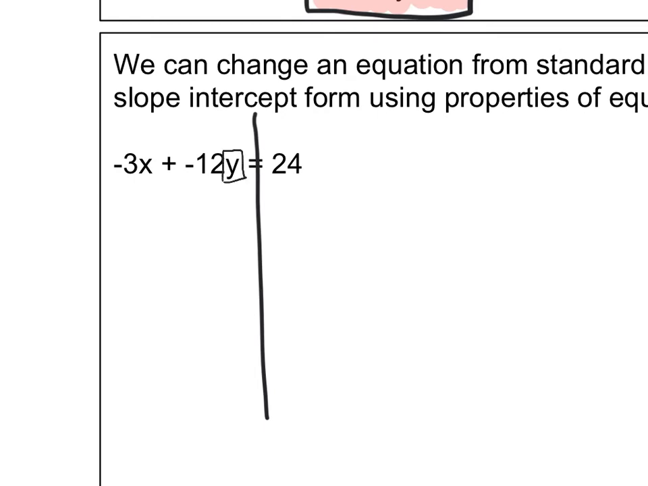There's a couple of things going on. Right now it's being added to a negative 3x, and it's being multiplied by negative 12. So I'm going to undo these operations. The opposite of plus negative 3x is plus positive 3x.